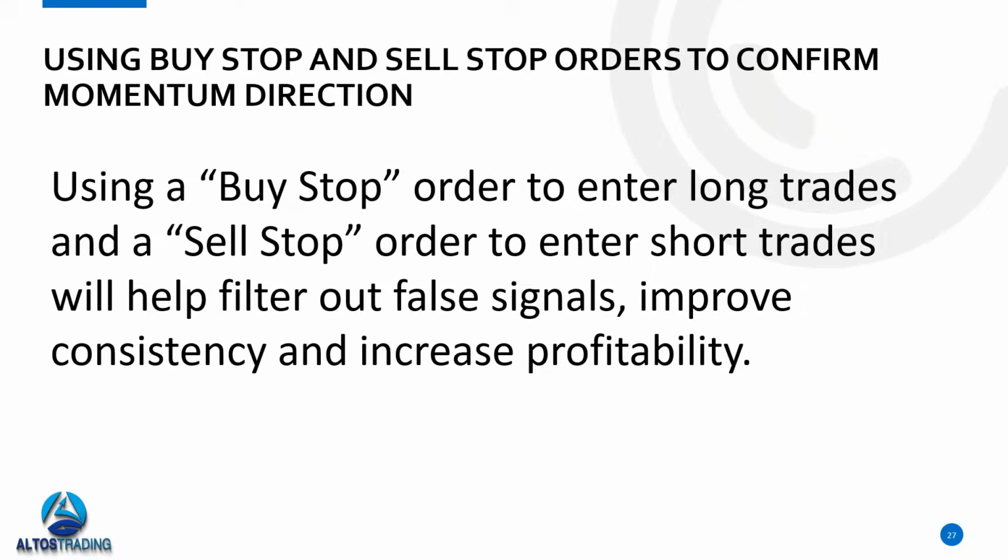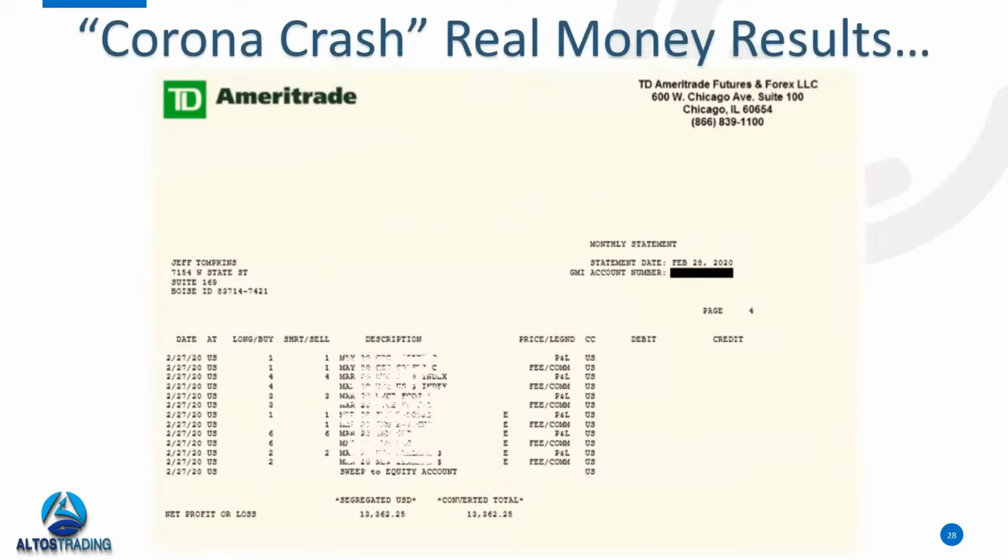So in many cases, you're in a winning trade off the bat because it has to follow through in the forecasted direction. If it doesn't, then you don't get into the trade. And conversely, you just do the opposite if you're shorting. Use a sell stop order. So this can help filter out a lot of false signals and improve consistency and increase profitability. It can't keep us out of every bad trade, but it keeps us out of a lot of trades that wouldn't otherwise work out.